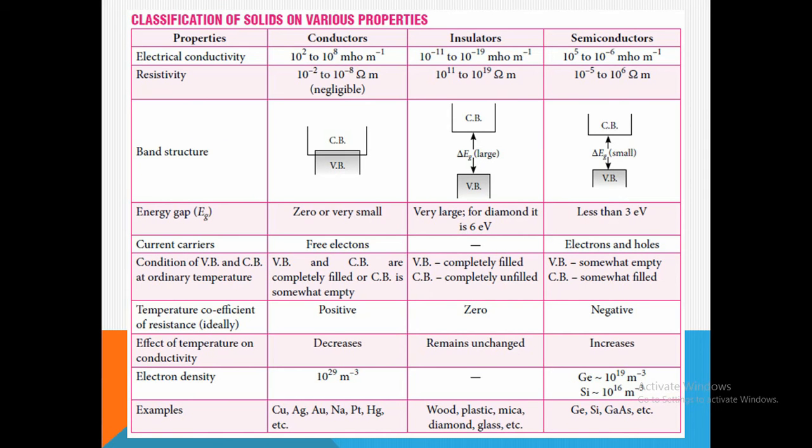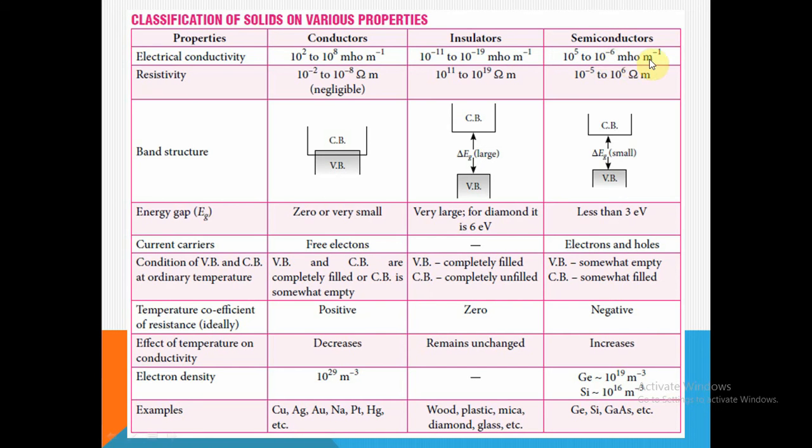Look at the first property. Electrical conductivity of the conductor is in the order of 10 raised to 2 to 10 raised to 8 mho per meter. Mho is the reciprocal of ohm. Similarly, for insulator, it is in the order of 10 raised to minus 11 to 10 raised to minus 19 per ohm per meter. In case of semiconductor, it is in the order of 10 raised to 5 to 10 raised to minus 6 per ohm per meter.